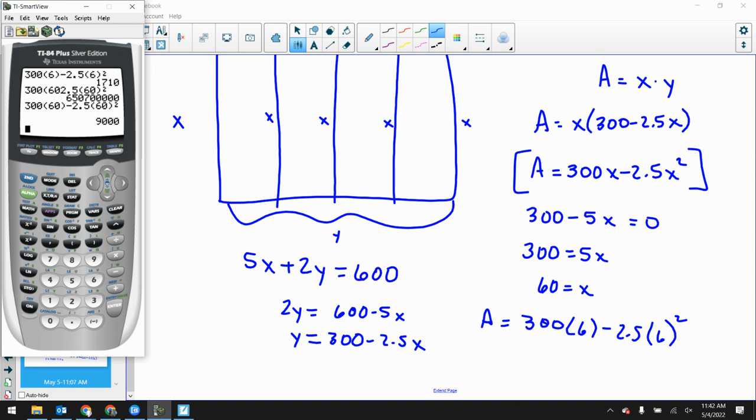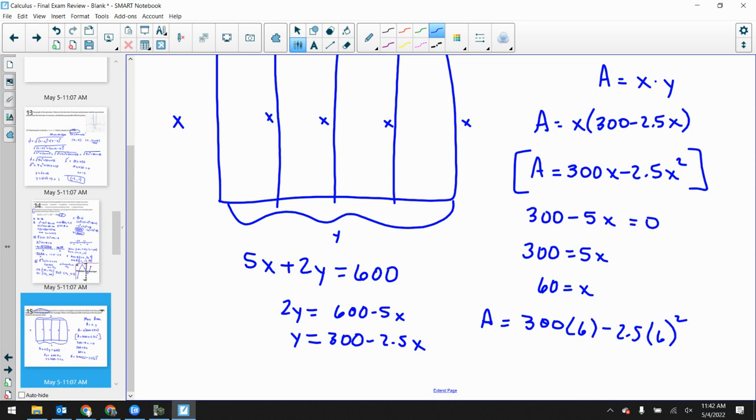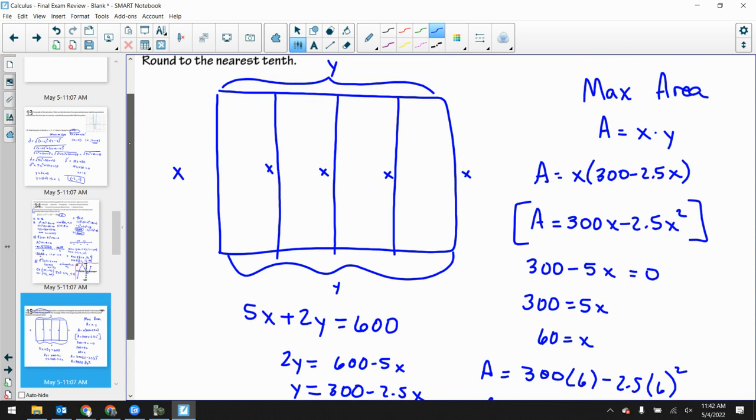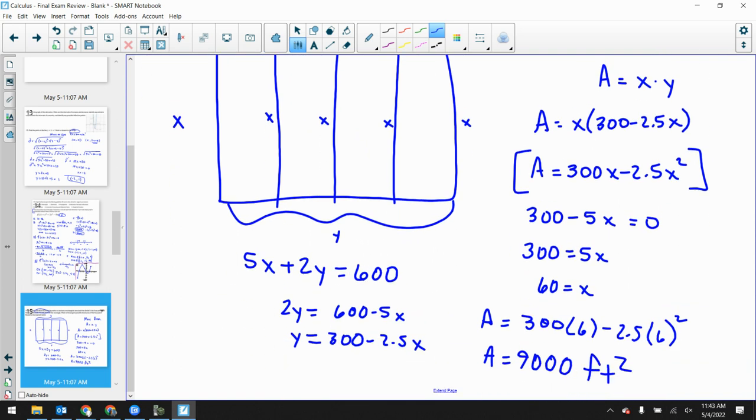Much better. I was going to say, how did I not get 9,000? Area is 9,000 square feet. Square feet? Feet. Yes. Questions about that one?